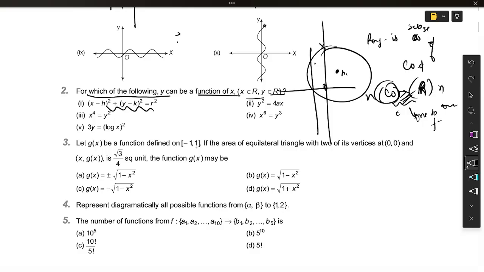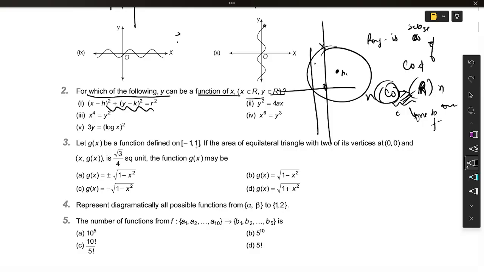Then we are getting y equals 4ax. Basically, this is the standard equation of a parabola, but this is definitely not a function, because we are getting double values of y for a single value of x. So this is not a function.